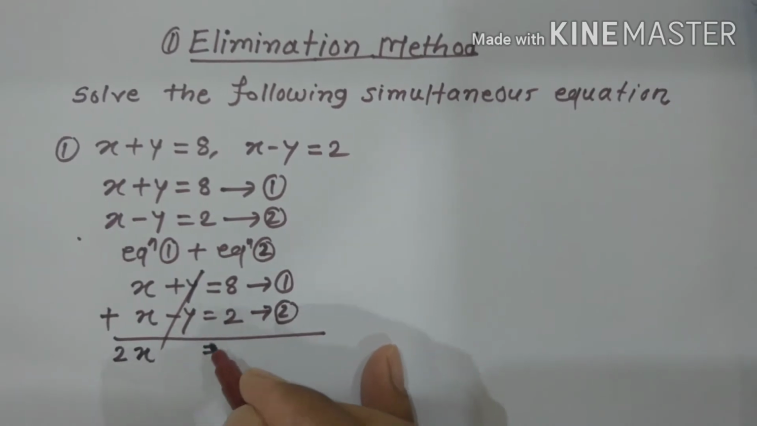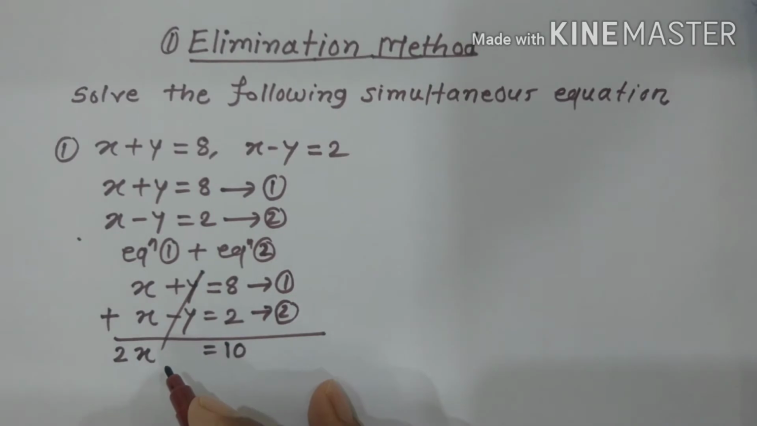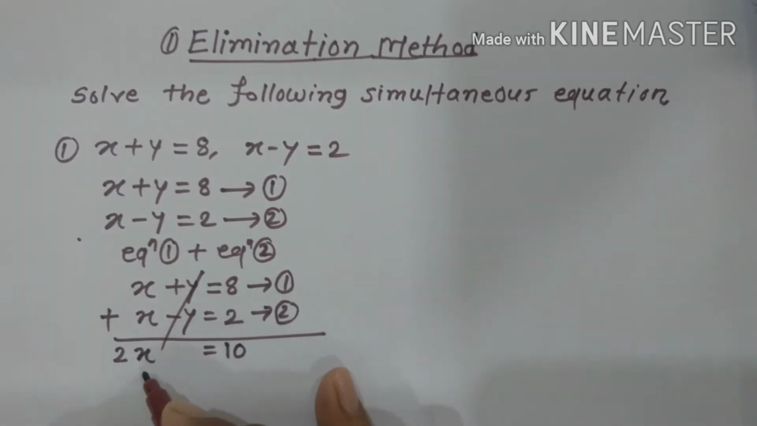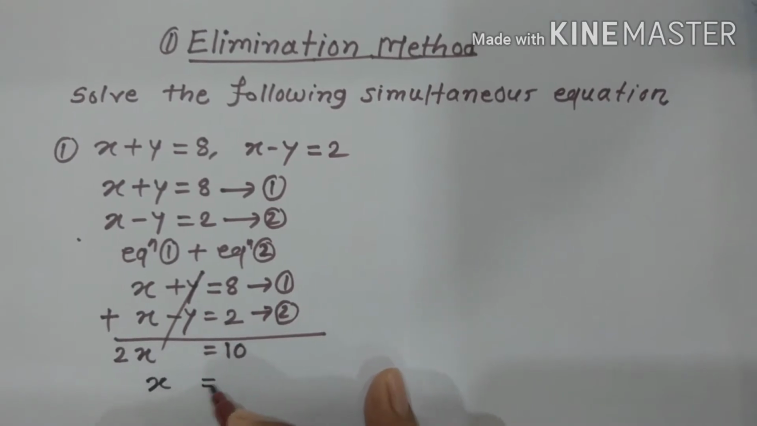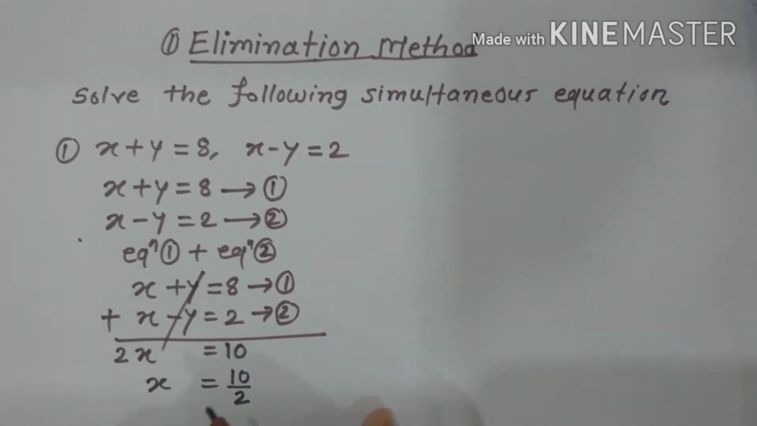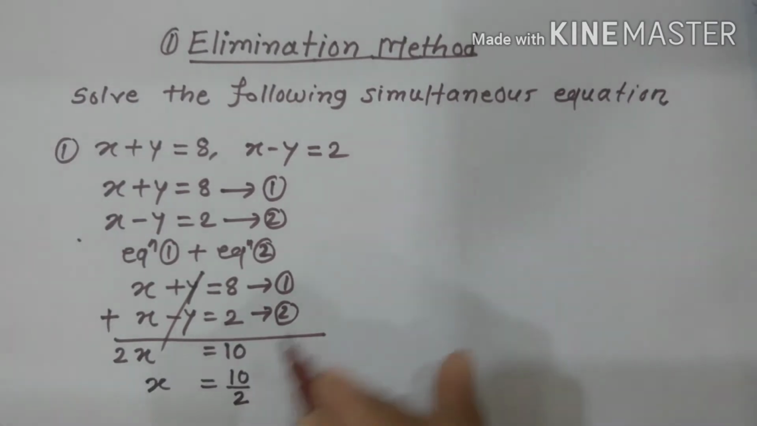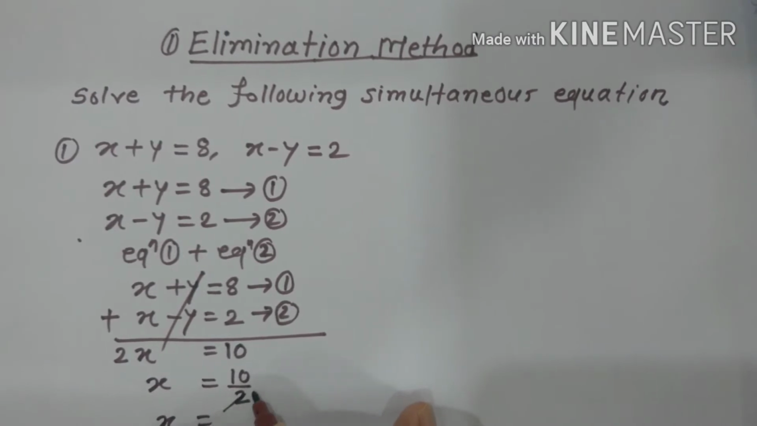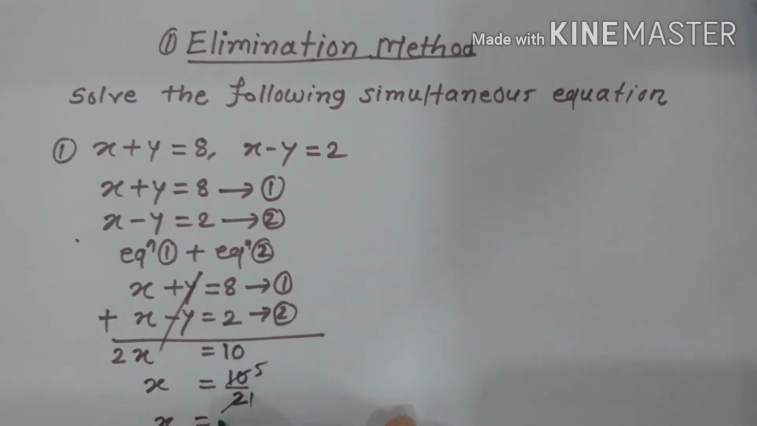Equal sign, and 8 plus 2 equals 10. Here 2 is in multiplication. When transposed to the right side, the multiplication becomes division. Therefore, you can write x equals 10 divided by 2. Therefore, x equals, 2 ones are 2, 2 fives are 10. That is x equals 5.